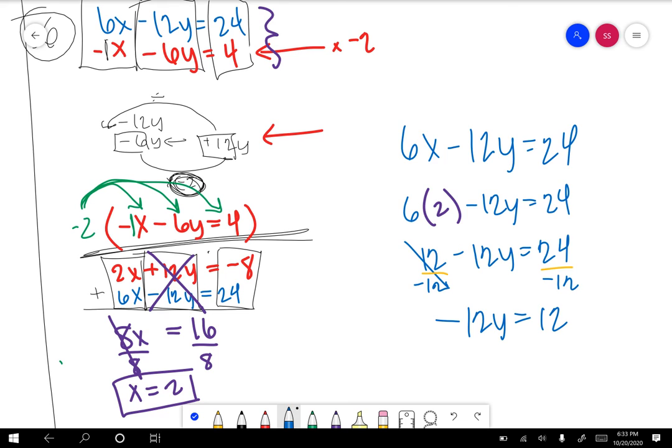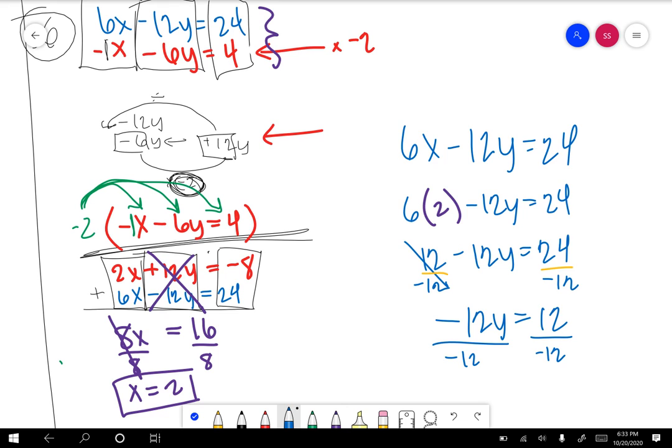Now we have negative 12 times y equals 12. So to get rid of that negative 12, we would divide by negative 12. Don't forget that negative sign. That's where a lot of people get tripped up. Don't forget the negative sign.